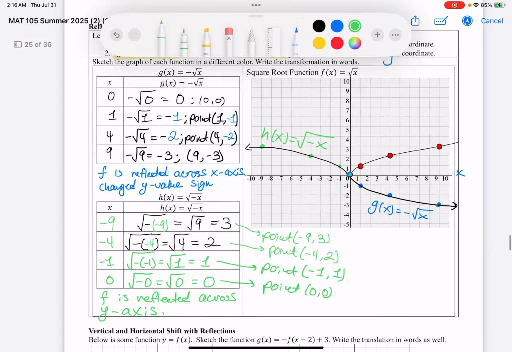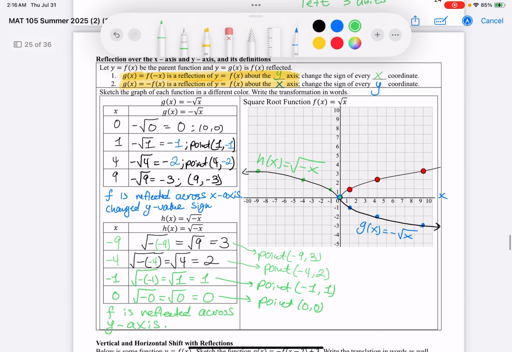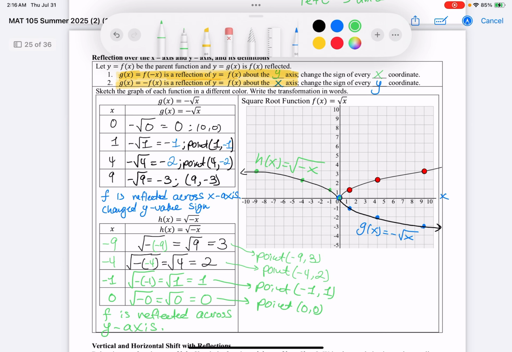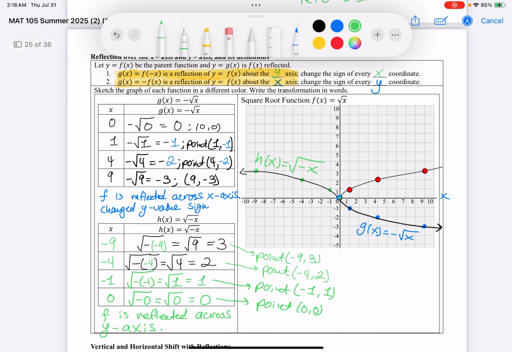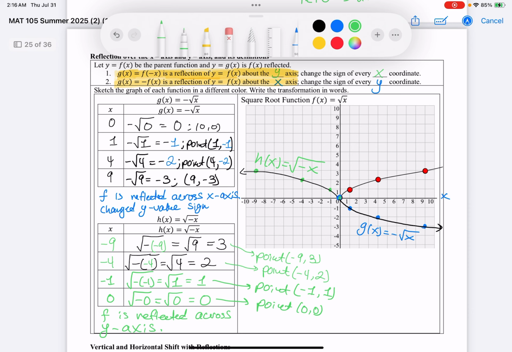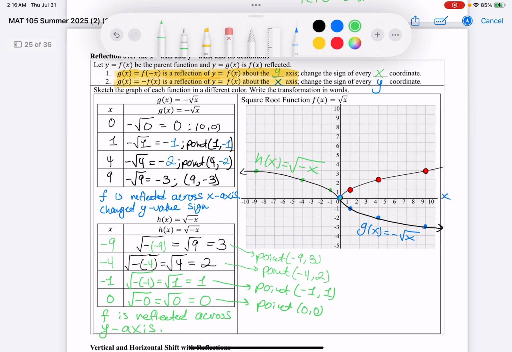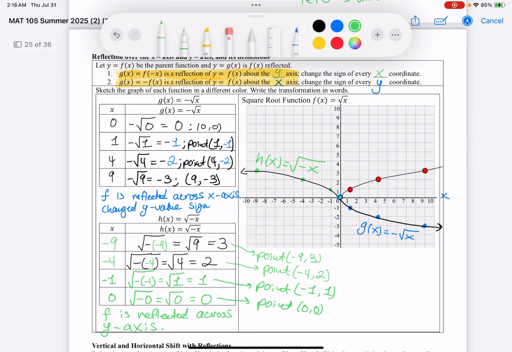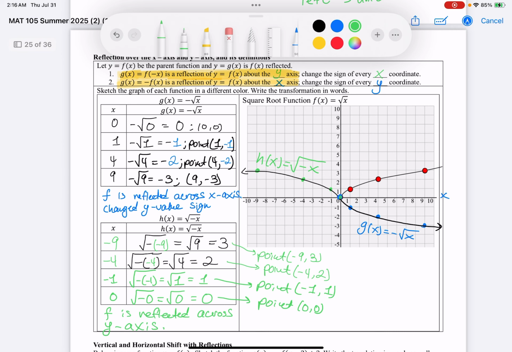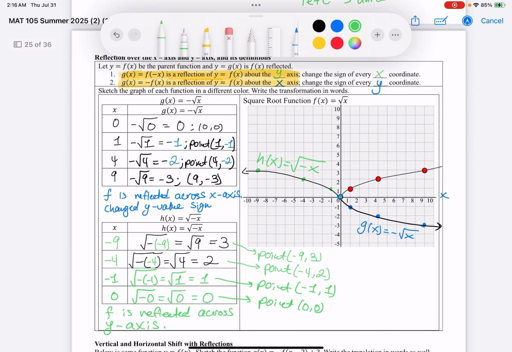All right. That is it for this video on reflections. Hopefully that was helpful. The definitions are the most important part. I'm just using some parent functions for us to make the sketch. The next video, we're going to combine some vertical shifts, horizontal shifts, and reflections. And that's going to be a final exam question. See you soon.